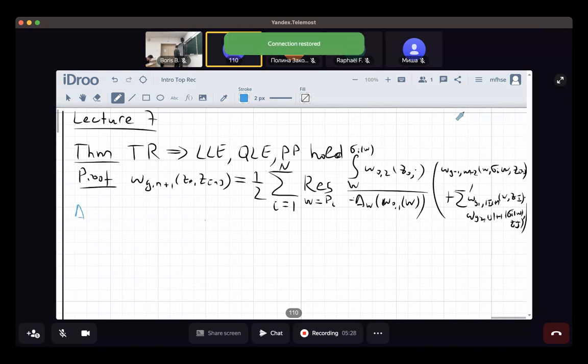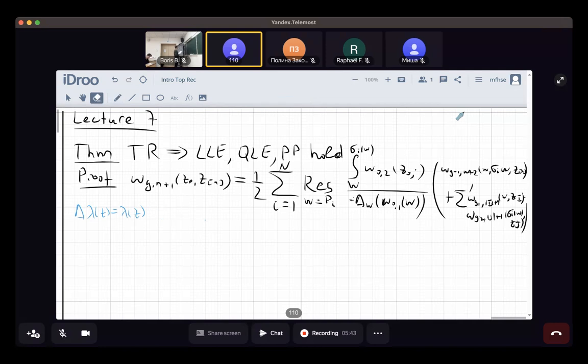Delta, say, okay, delta of lambda is equal to lambda of z minus lambda of sigma of z. And here this index means that it is in variable w, yes? So it's omega 0 1 of sigma of w minus omega 0 1. It should be delta i, so that uses sigma i. Yes, delta i w of.